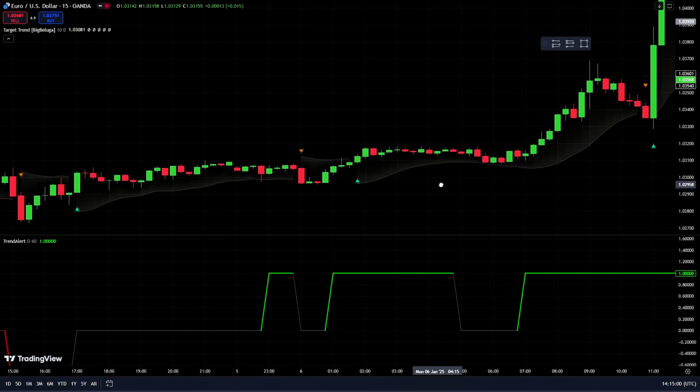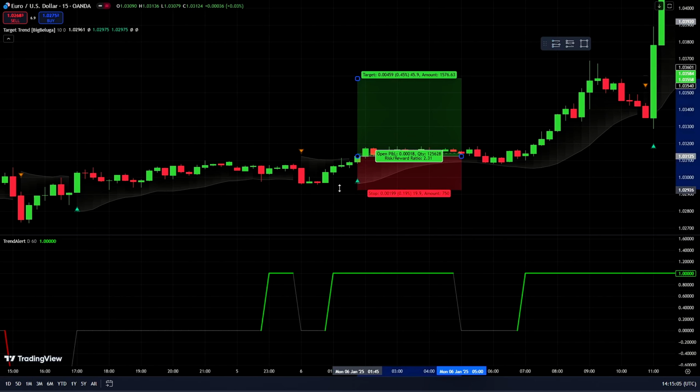Buy entry setup. Wait for a blue triangle from the Target Trend indicator, buy signal. Confirm an uptrend with the Trend Alert indicator, green line. Ensure the candlestick is bullish. If all conditions are met, place a buy entry after the candlestick closes.